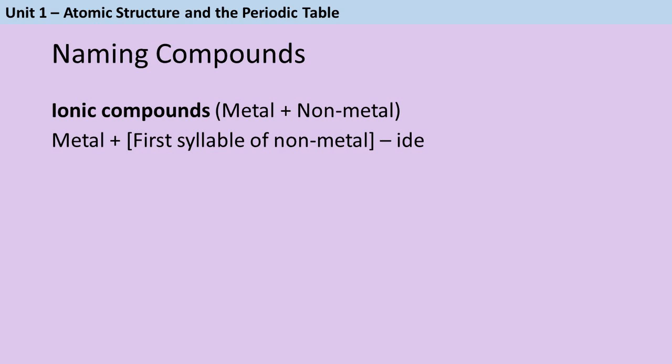So there are two rules that you need to know. Say you've got two elements in a compound, and if we're talking about ionic compounds, we're going to have a metal and a non-metal. Firstly, you take the name of the metal and you just leave it as it is. Then you take the first syllable of the name of the non-metal. So say it's oxygen, you take ox. If it's chlorine, you take chlor. If it's fluorine, you take fluor. And you then put "ide" on the end of this.